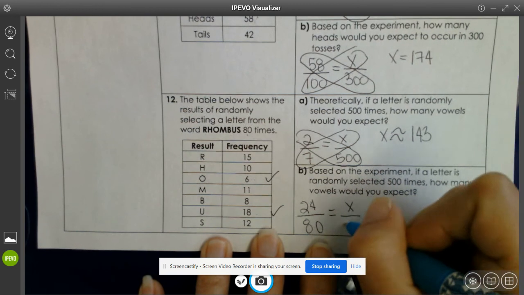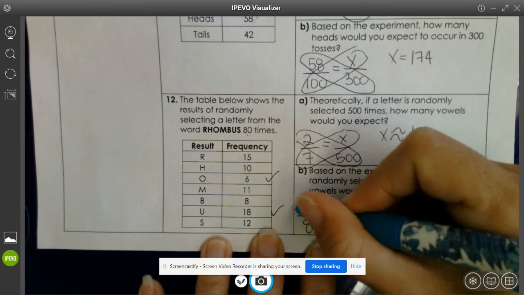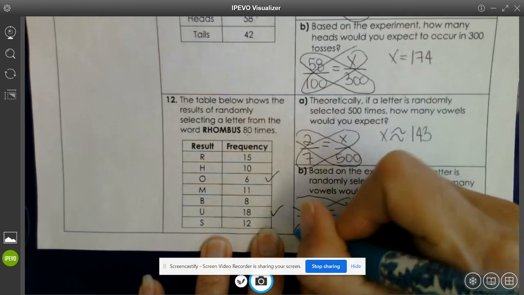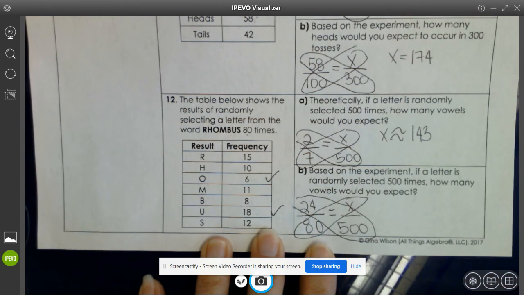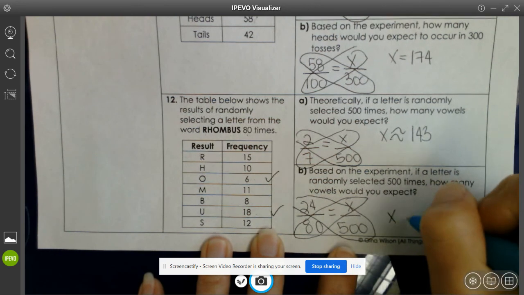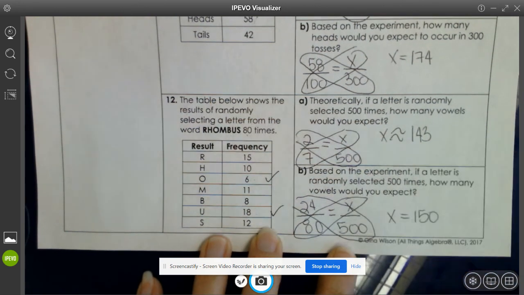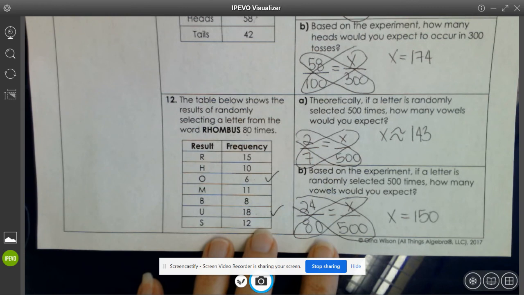Well, let's see how many out of 500. Do the same thing, multiply and divide by 80. So that is 24 times 500 equals divided by 80, 150. This is what actually happened. Okay. All right, students, I hope this helps.